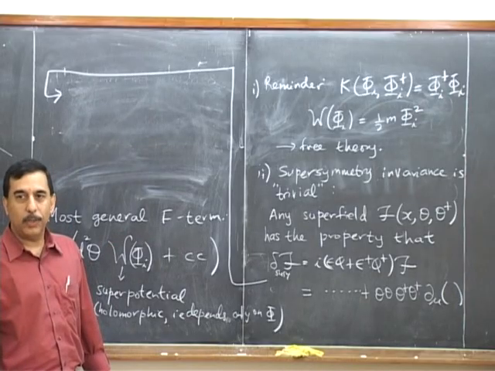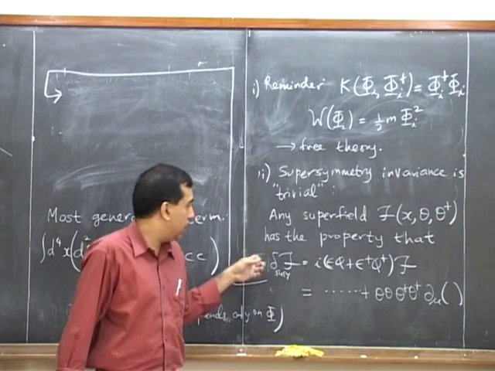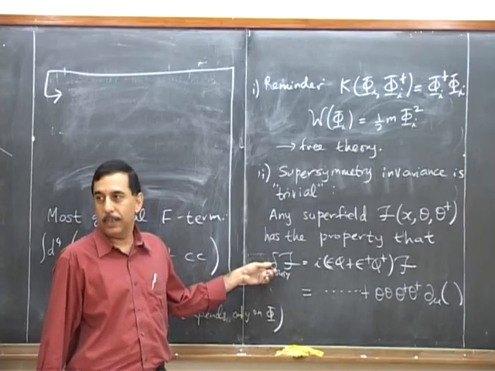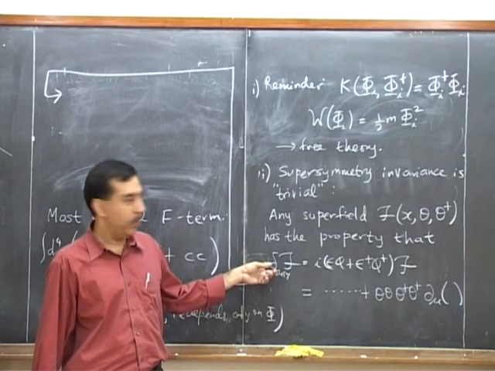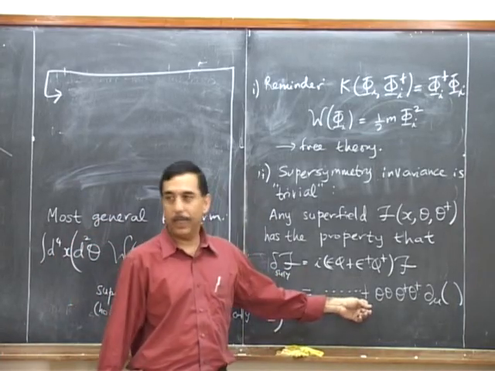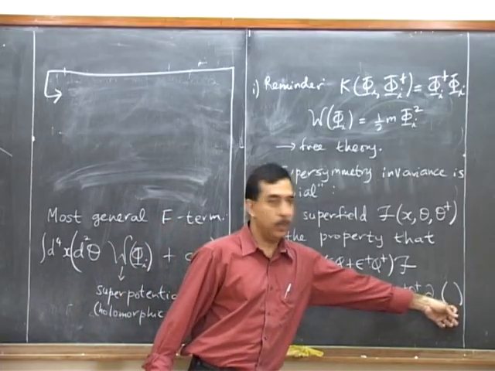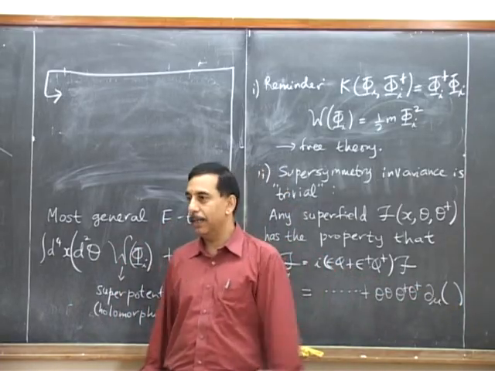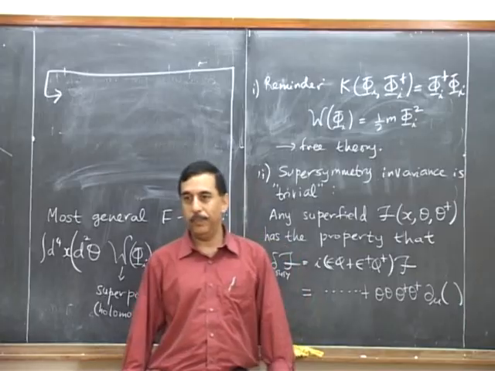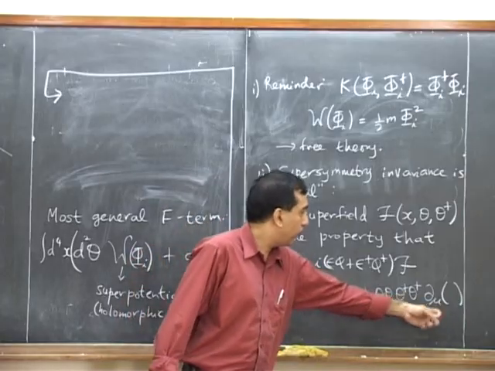Once I prove this, I hope you'll agree we are done. Because it means that if I integrate d2 theta d2 theta dagger of this F, all these terms I can ignore. This last term gives me a total derivative, and then when I integrate it in d4x, I get 0. Why is this true?